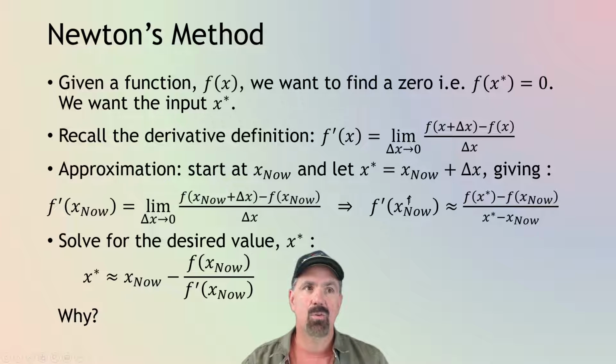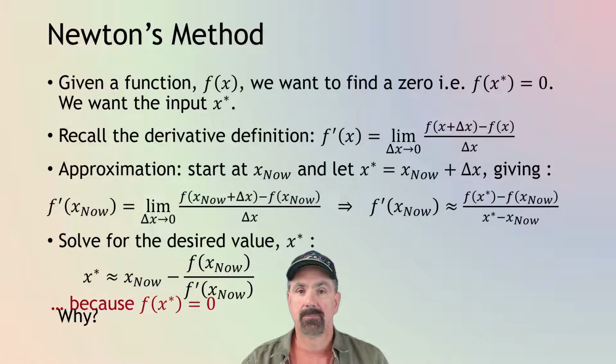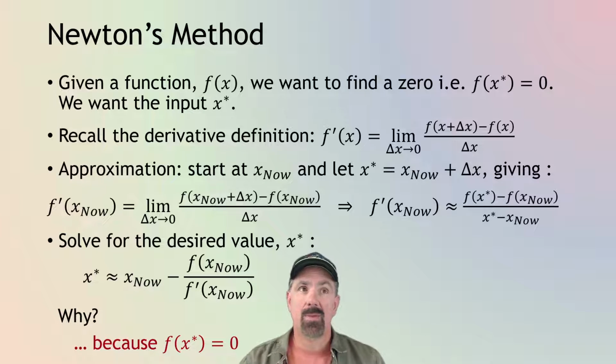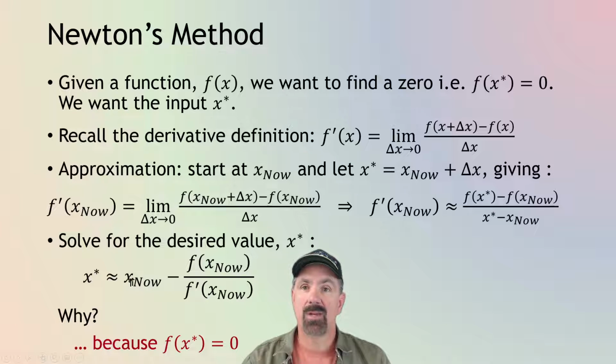The question is, how did we end up moving from this representation to this one here? Mostly it was just algebra. However, we're missing an item. There is no function evaluation at x star in our representation here for Newton's method. Why? The reason is because what we are after is the input that gives us an output of 0. So we are going to assume that f of x star is equal to 0, because that's what we're trying to determine, is what is x star that makes that happen.